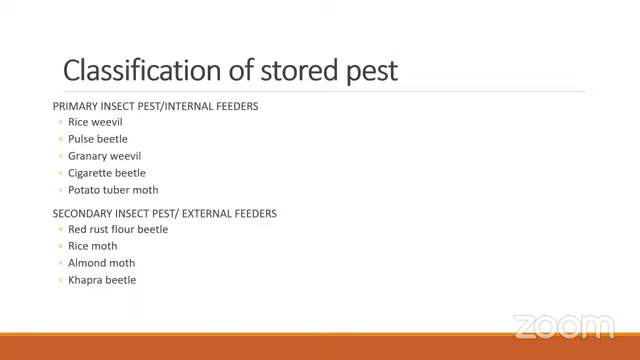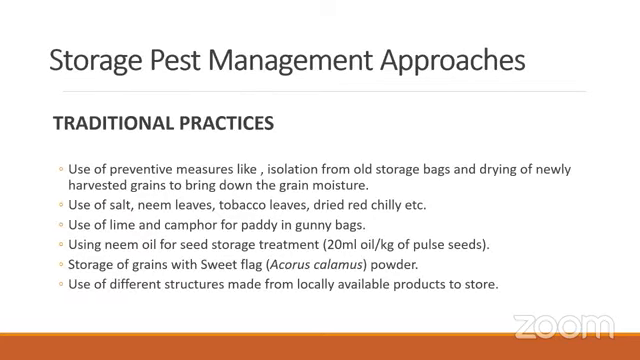Fine. But in the case of secondary insect pests, or external feeders, these insects feed on the broken grains which have already been damaged by the primary insects. Fine. So there's a list of which insects fall under primary and which come under secondary insect pests. This is just to understand the nature of damage. Okay. Now we understand which are the pests and what damages they cause. Now we jump towards storage management approaches, how to control these storage pests.